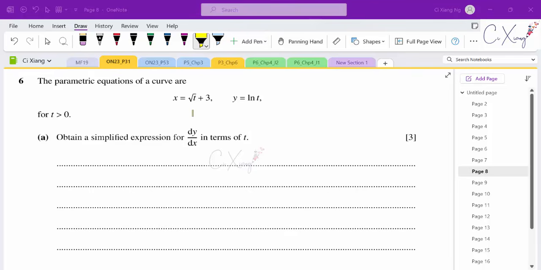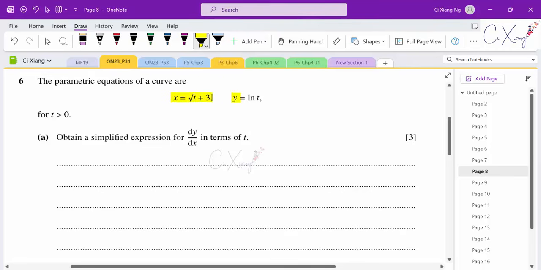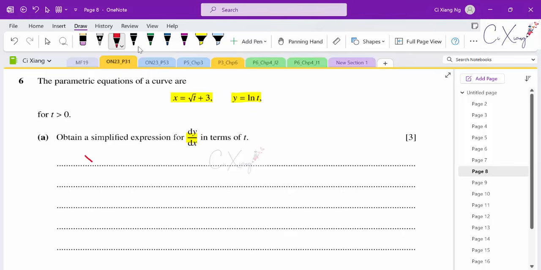Okay, so now question number 6. We are given the parametric equation like this. Then they want us to obtain a simplified expression for dy/dx in terms of t. So when you have a parametric equation, to get dy/dx you have to differentiate the equations separately. So x equals t^(1/2) + 3. So let's find dx/dt first.